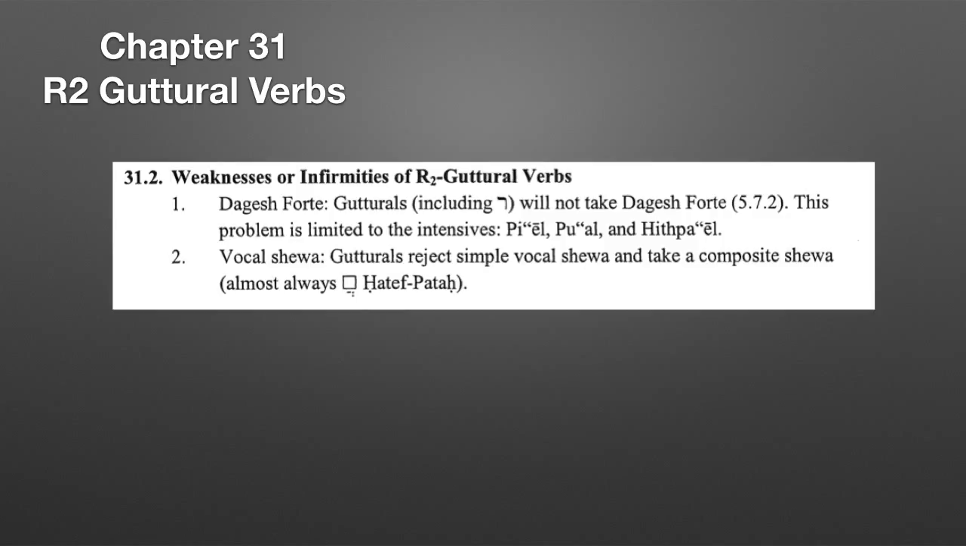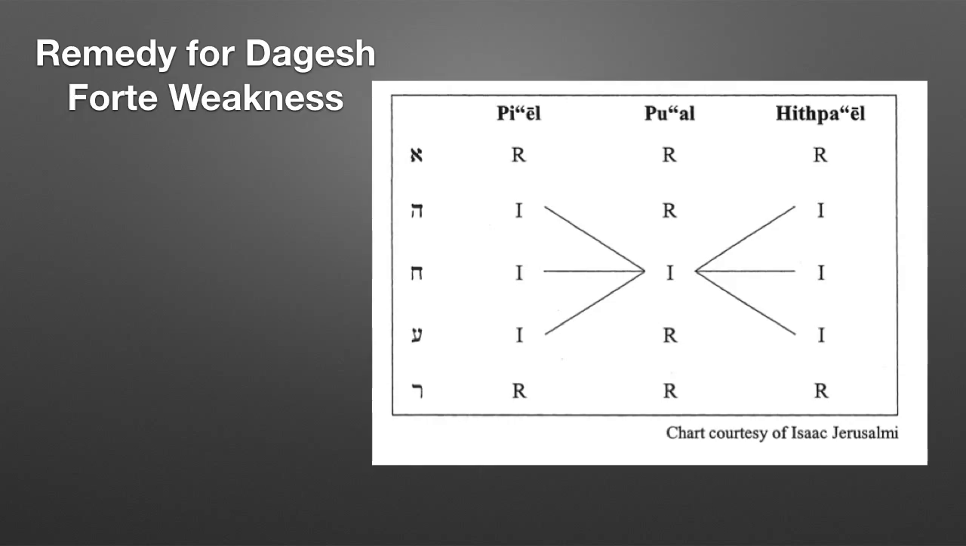The beauty here, as opposed to the R1 gutturals, is that in the R2 gutturals, the hatef is almost always a hatef patach. So we're not going to need to think, what's our preformative? Are we going to mirror that? Is it an aleph? Is it not? That kind of thing. Middle R2 gutturals, we're going to be looking at a hatef patach. That would be great. As it relates to the remedy for the Dagesh forte, you're going to use this chart.